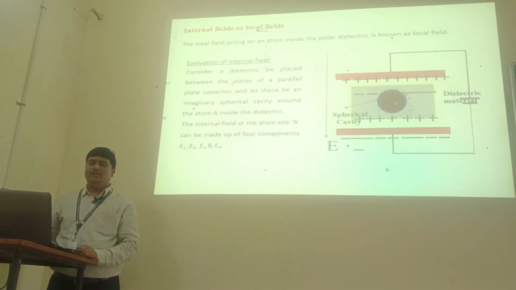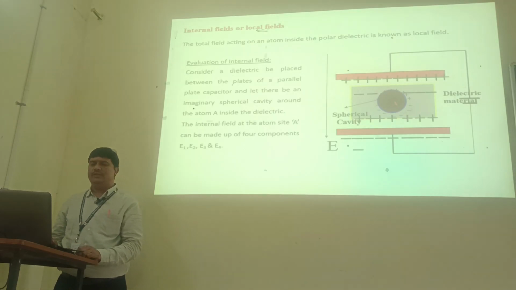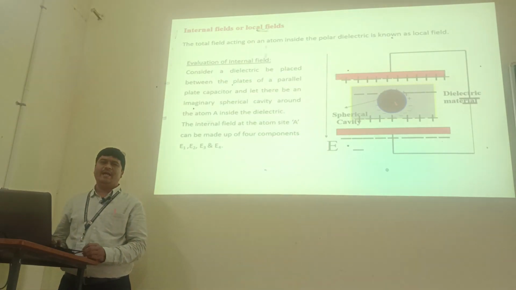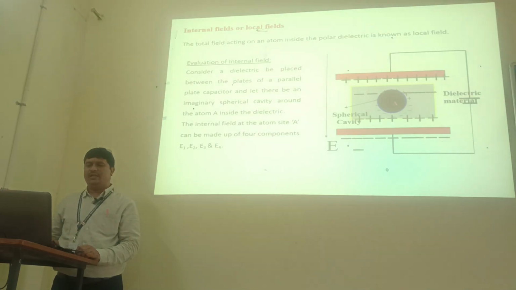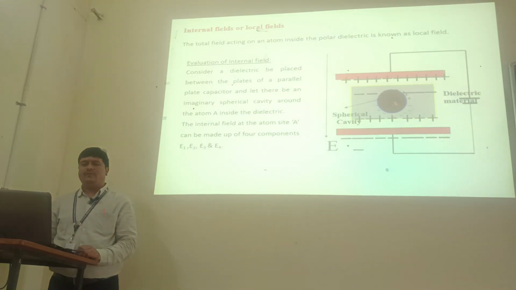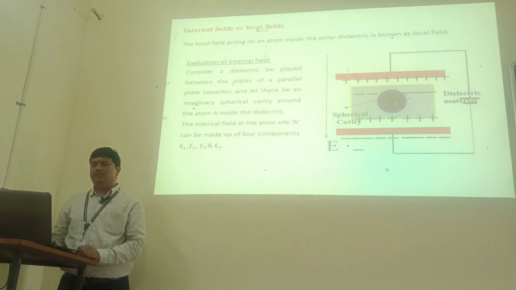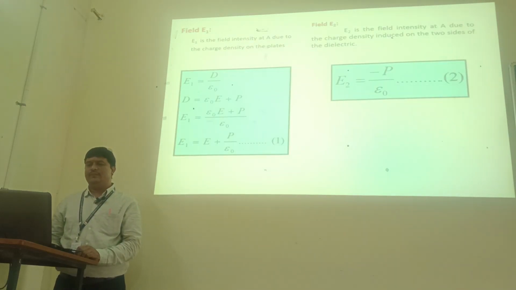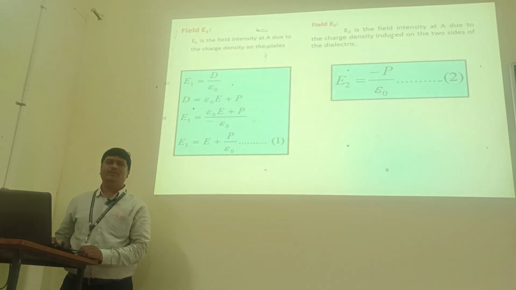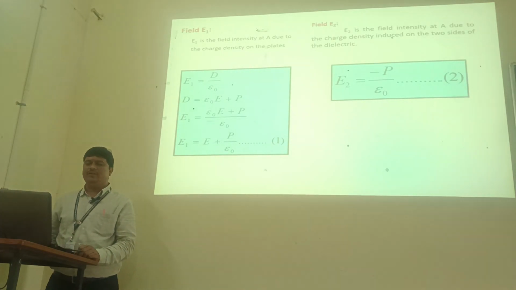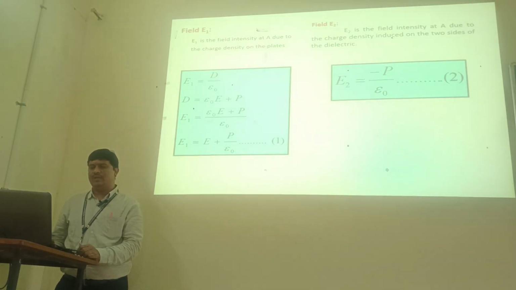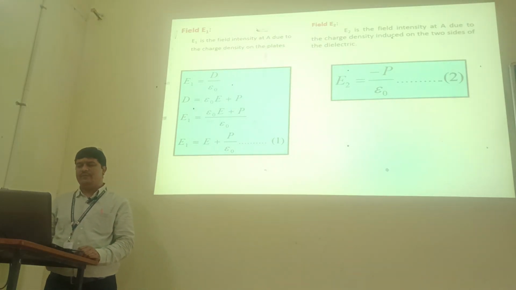Internal field or local field. The total electric field acting inside the atom at a point in the dielectric material is known as the internal field or local field or Lorentz internal field. So here we have the total field E equal to E1 plus E2 plus E3 plus E4. Then E1 equal to E plus P by epsilon naught. E2 equal to minus P by epsilon naught.